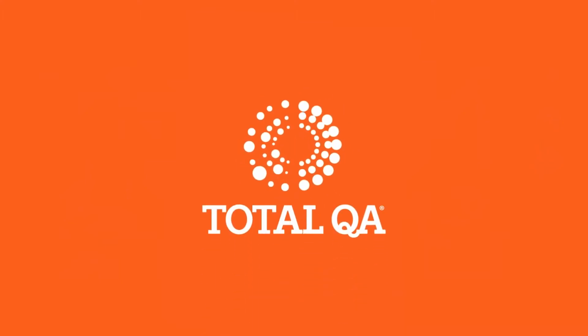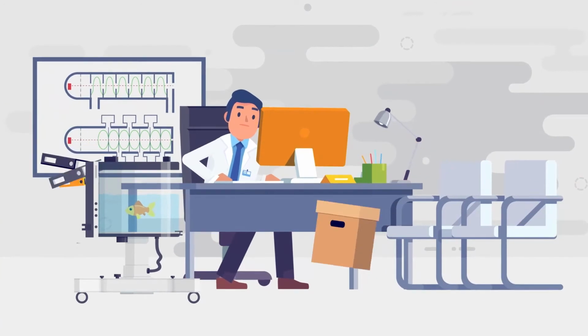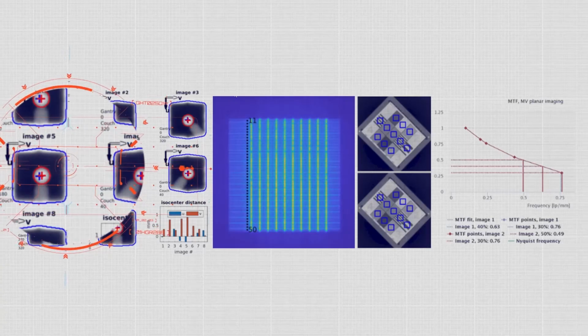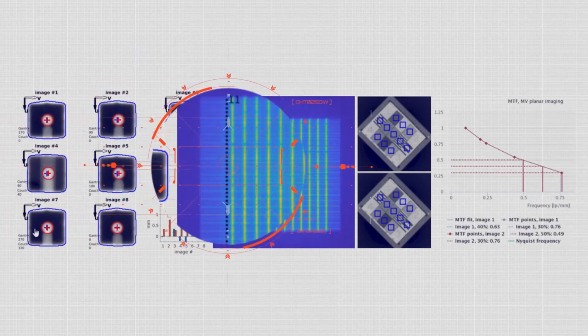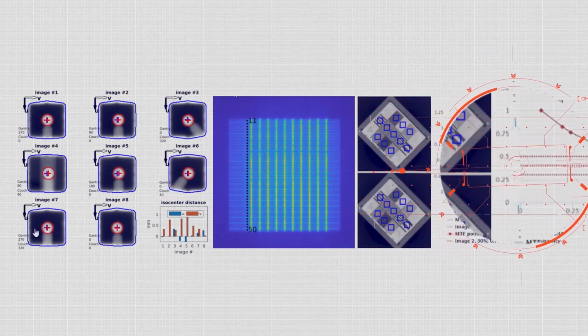Managing data chaos is why we developed Total QA. Total QA is a cloud-based, vendor-neutral QA management platform. Now Andrew aggregates and centralizes all his information and data analysis in one place for easy access and safekeeping using Total QA. Andrew uses Total QA's integrated image analysis tools, so he doesn't have to buy or maintain additional software.